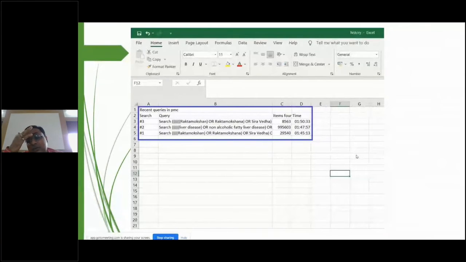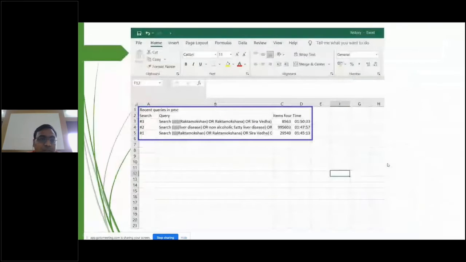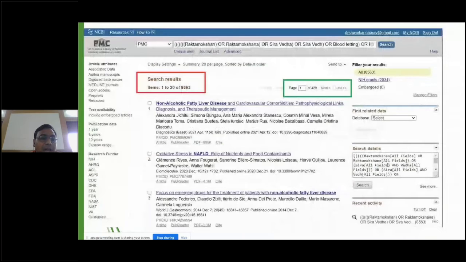If you want all these 8563 articles, then click on that number, show search results, and you get this window of PubMed Central having 8563 articles in 429 pages. It's a huge data.